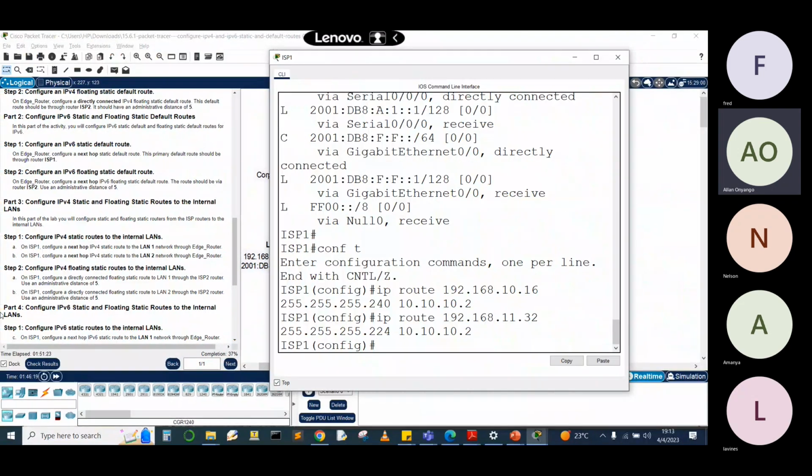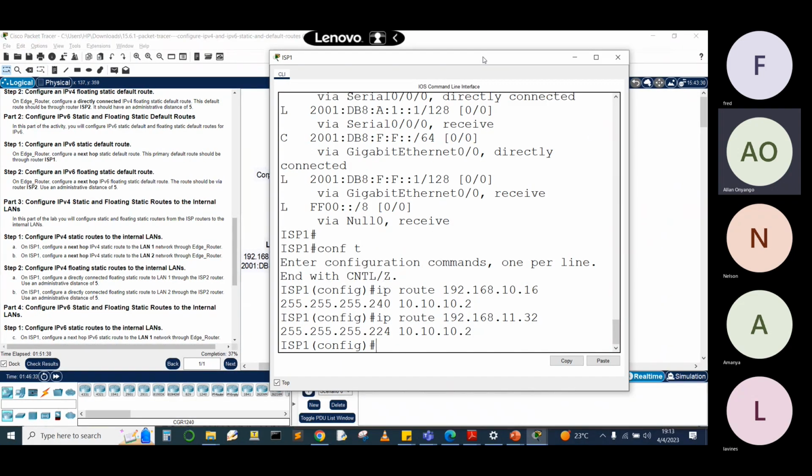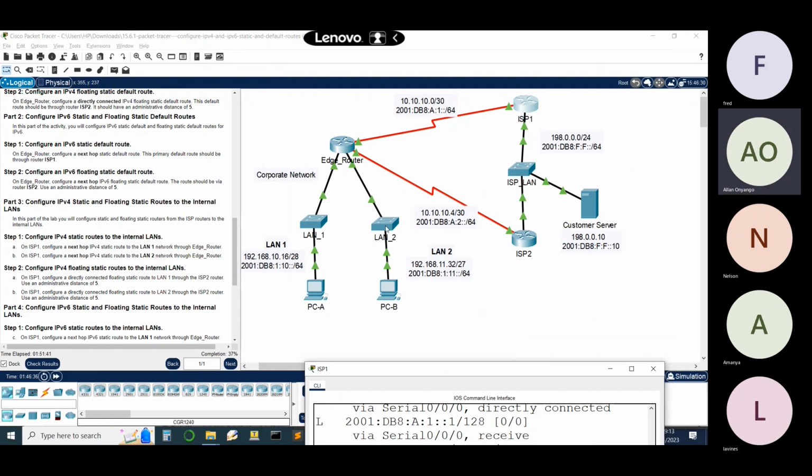All right. Then moving forward swiftly, we are now on step 2. We are now going to configure floats for both those two networks. We're going to configure a float to reach LAN 2. Remember, ISP1 is reaching LAN 1 and LAN 2 through the edge router. But now we are going to configure ISP1 to reach LAN 1 and 2, this time around through ISP2. Very, very interesting. And so we are going to make that configuration.